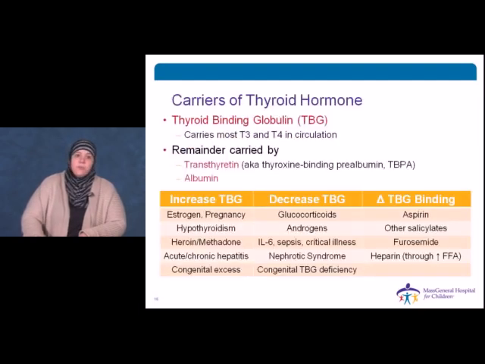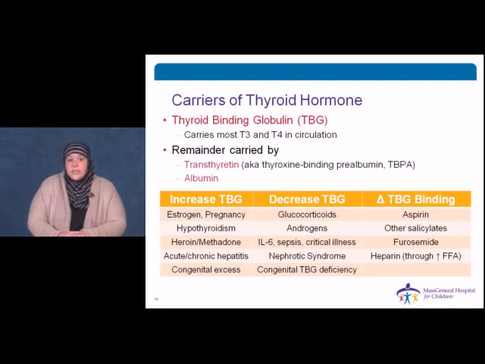Most T3 and T4 are carried by thyroid binding globulin. The remainder is carried by transthyretin and albumin, and I just wanted to mention those once, but mostly we'll focus on thyroid binding globulin, or TBG, not to be confused with thyroglobulin that we talked about earlier. There are medications that increase and decrease TBG, and these are important to keep in mind.